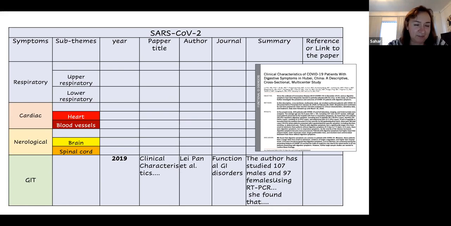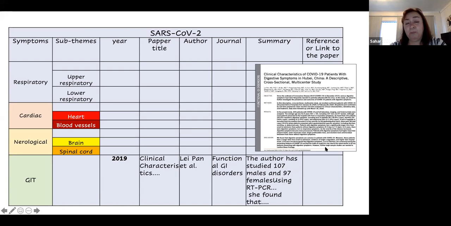So you summarize the paper, and I'm sure you have all dealt with Excel by now. You are all very technically alert, and you know that these cells are active in Excel. You can move them, regroup them, copy and paste. Excel is very active software. So you put a summary of the research. I wrote here, the author has studied 107 males and 97 females using RT-PCR. They found this and this. So you summarize the paper and you rely on the abstract.